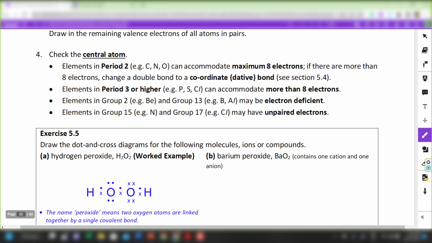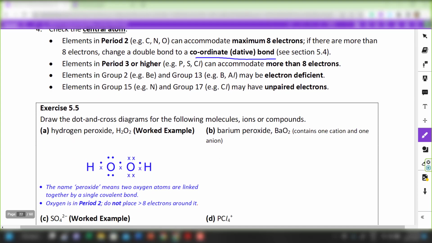Then you can consider having a dative covalent bond if it helps in stabilization, but that will come later on. Period 3 and above, you can have more than 8 electrons. That should be fine. Usually group 2 and group 13, largely beryllium, boron, aluminium, are the classic examples that form covalent bonds. They tend to be electron deficient. Nitrogen and chlorine may have unpaired electrons, as we talked about earlier, because they are usually the less electronegative one, so usually they are bonded to oxygen. Therefore they are the ones having the unpaired electrons.